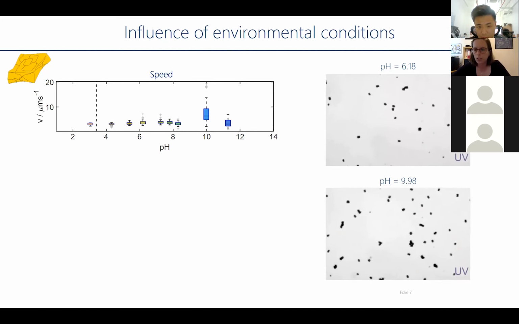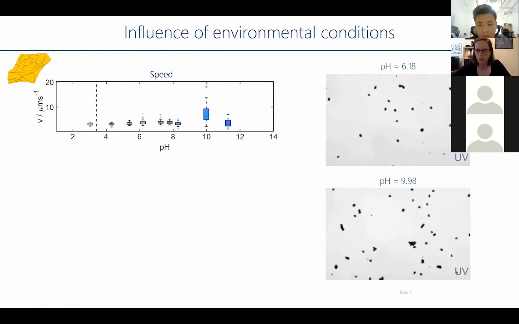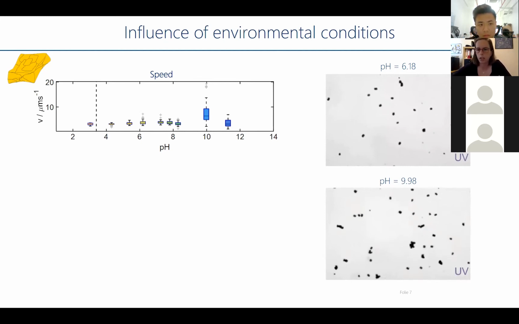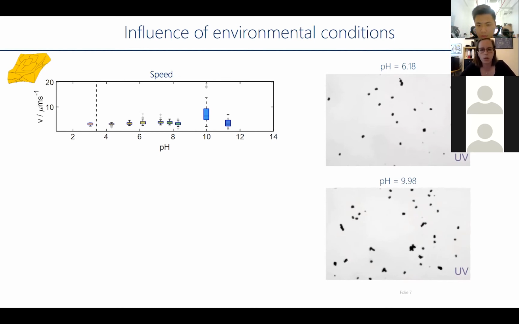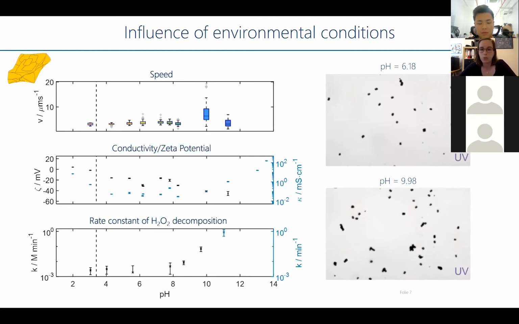Now, the question is a little bit, why does this happen? How does the pH change make the particles faster? And for this, we need to look a bit more into the environmental conditions of the solution the particles are in. I brought you two more plots to solve this mystery. One contains conductivity of the solution and the zeta potential of the particles. The other one, the rate constant of peroxide decomposition by our catalytic particles.